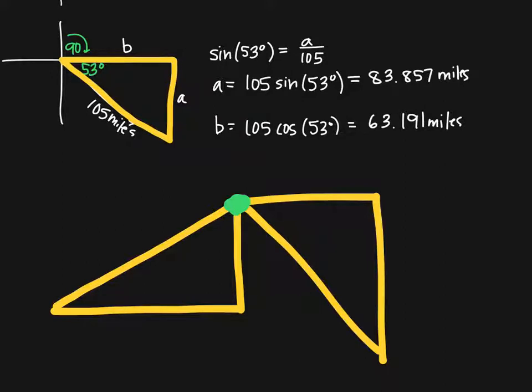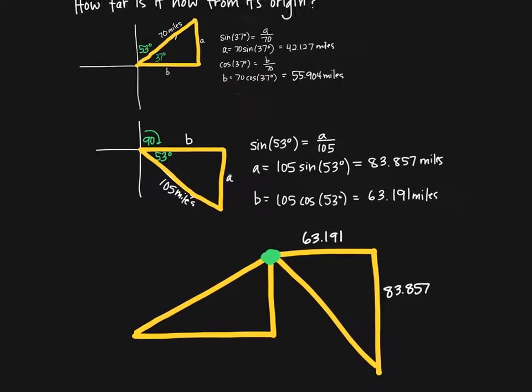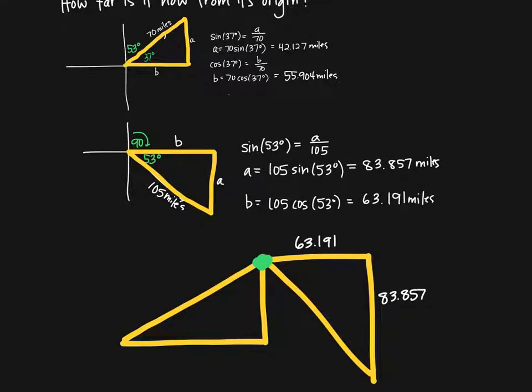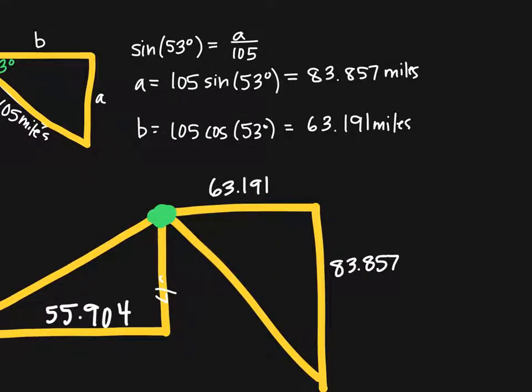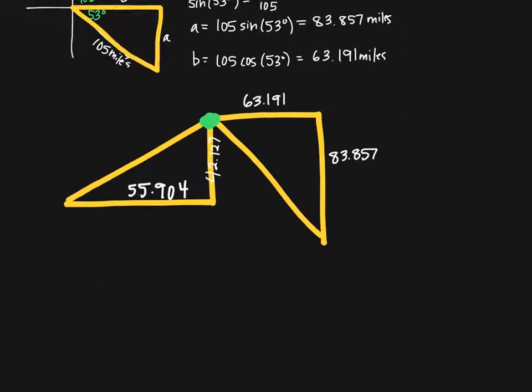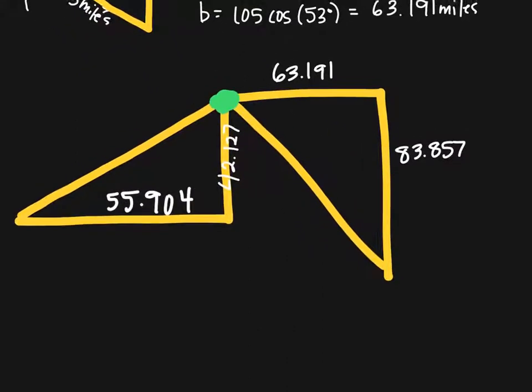And I'm going to recommend that you label the sides of these different triangles. So we had 83.857 here. We had 63.191. We had 55.904. And shoot, what was the last one? 42.127. I don't need to worry about the hypotenuses, just this.